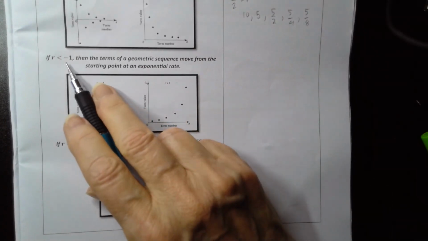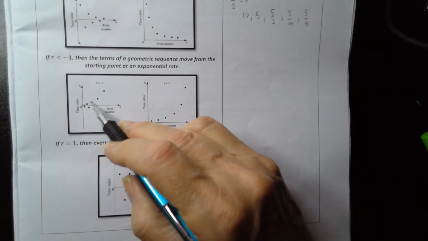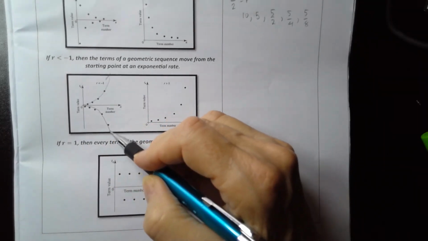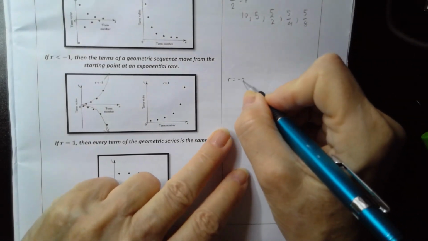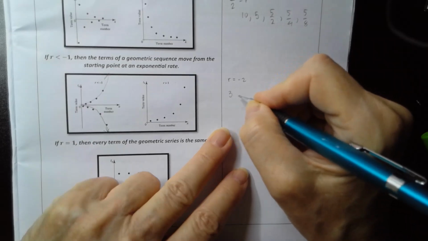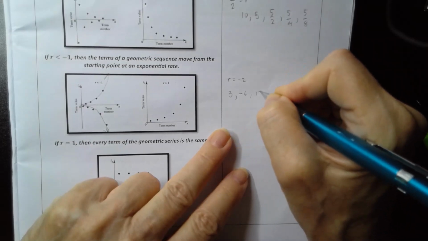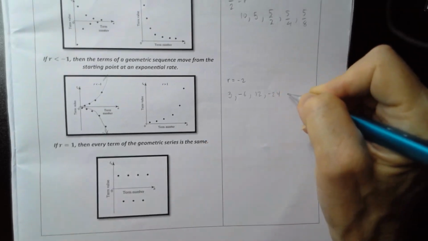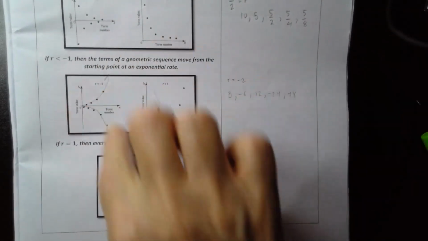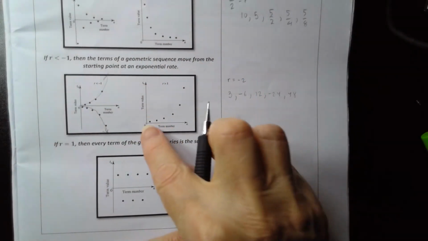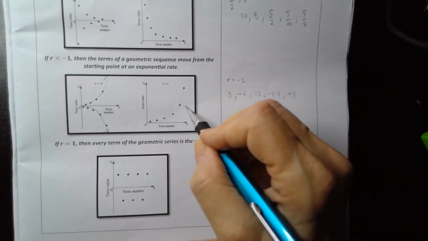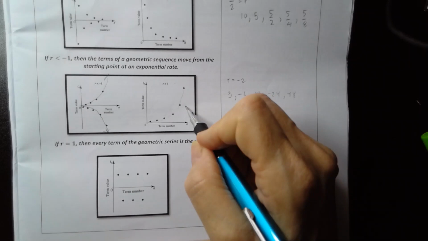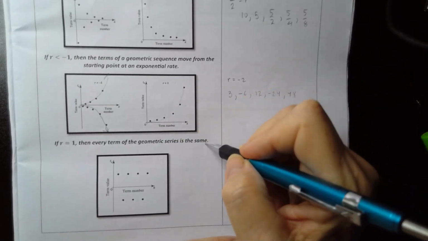When r is less than -1, then these things go crazy. They still alternate sign. If I started with r being -2, and I started with 3, I'd get -6, then +12, then -24, and you can see they alternate sign, and they get really big, okay? And then when r is greater than 1, of course there's no negative involved, so they just get really big. These are kind of like the ones we did yesterday. And then if r is equal to 1, well, that's ridiculous. Then all the terms are the same.